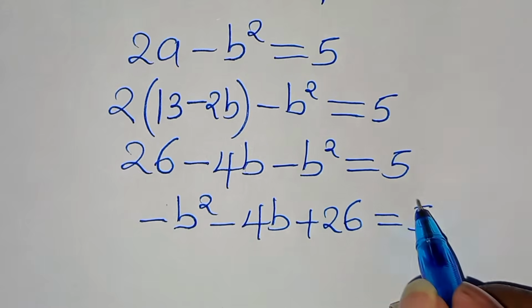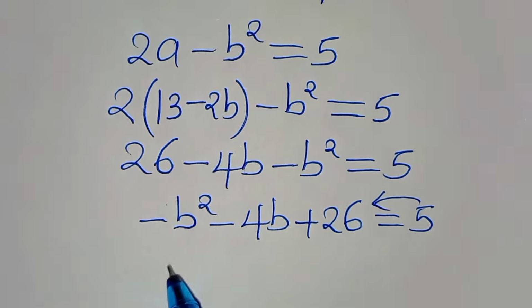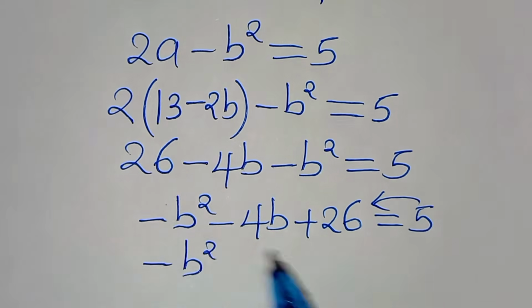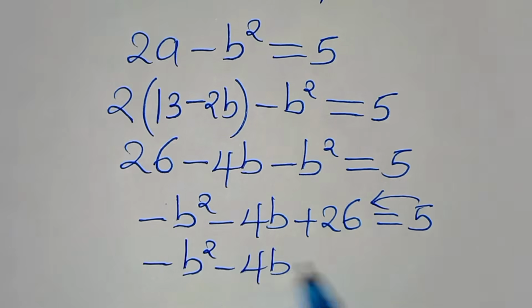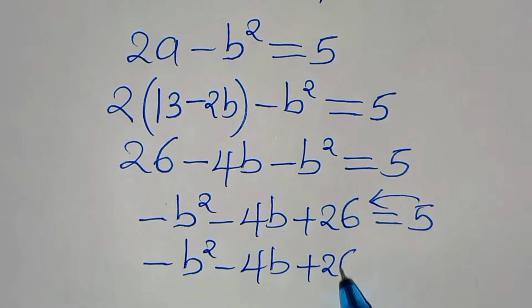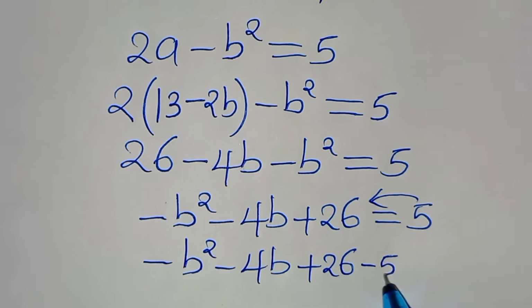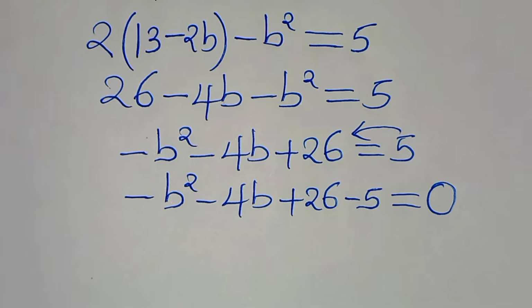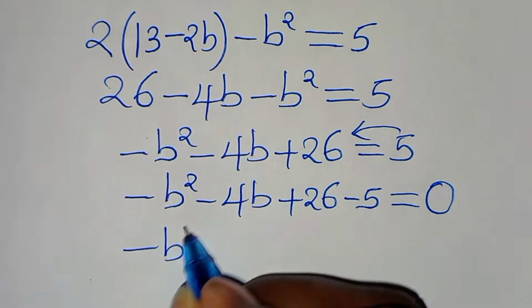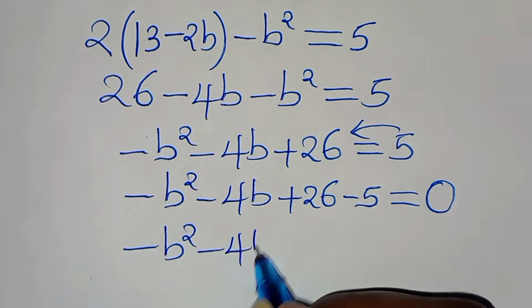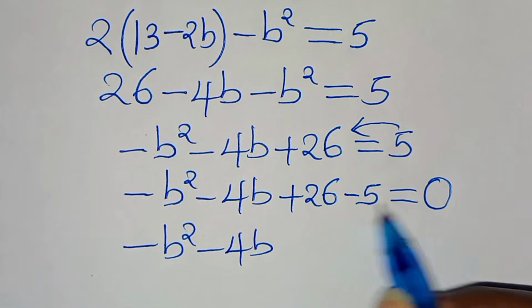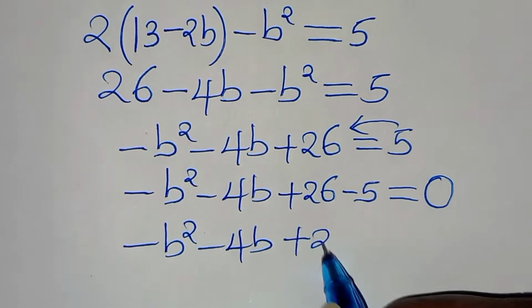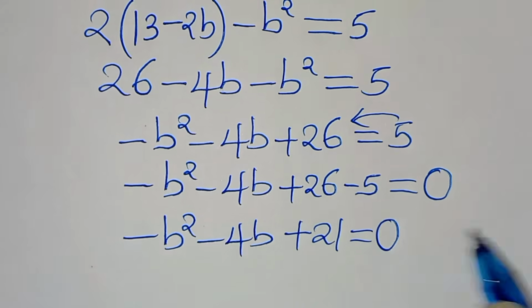Let's take 5 on the left-hand side so that we have minus b squared minus 4b plus 26 subtract 5. This is equal to 0. Now this is minus b squared minus 4b. Then we have 26 minus 5. This is plus 21. This is equal to 0.